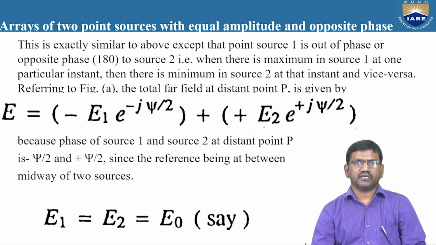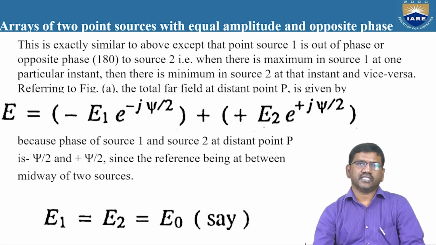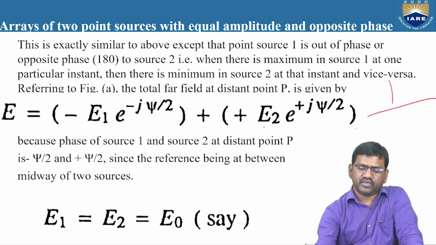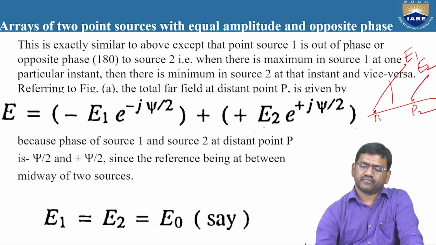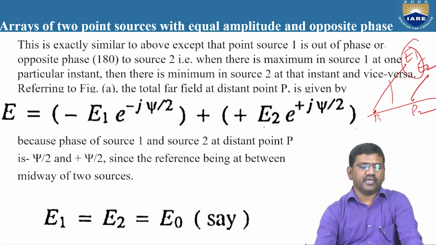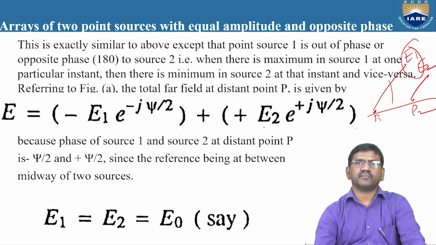Under these conditions, we are going to determine the electric field strength with opposite phase and equal amplitude based upon 2 point sources. Referring to figure 1, this is point source P1 and this is point source P2. From P1 we get E1, and from P2 we get E2. That means the electric field produced by P1 is E1 and the electric field produced by P2 is E2. So the total resultant field pattern is given by E equals minus E1 e^(-j psi/2) plus E2 e^(j psi/2).